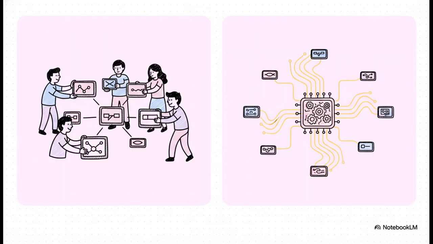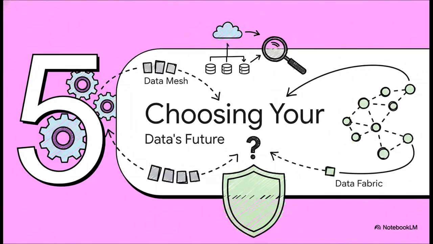Look, when you boil it all down, when you strip away all the jargon, the core difference is this simple. Data mesh is all about people and culture. It's what you'd call a socio-technical approach. It's basically saying your biggest problem isn't your tech, it's your organizational chart. Data fabric, on the other hand, is all about technology and automation. It's a technology-first strategy that says, hey, we can solve this problem with smart automation without having to completely restructure the company.